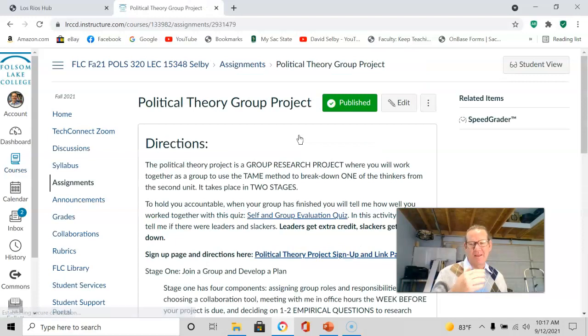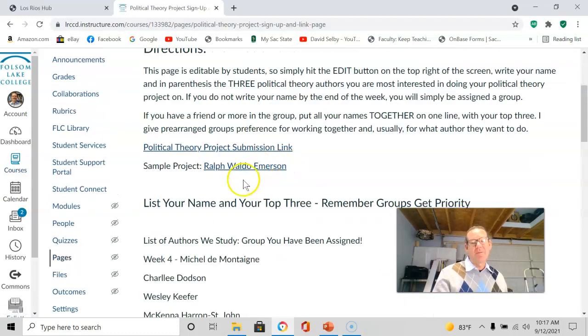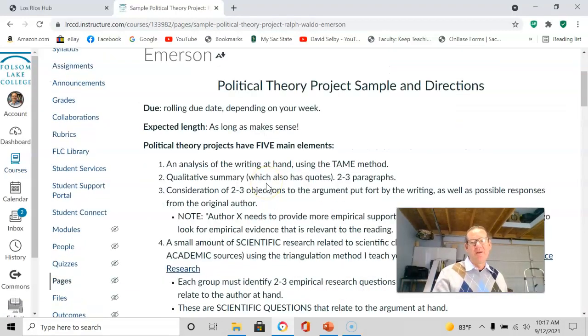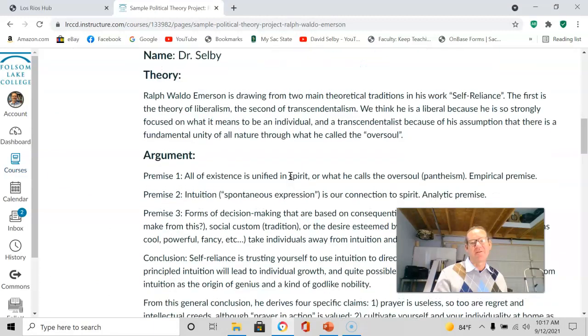So, political theory group project. If you're at Sac State, your page might look a little bit different from this. That's fine. Here's our write-up. And then remember, I have a sample project, so you've got to click around a little bit to get there. But political theory project, so that's just running down the directions again.